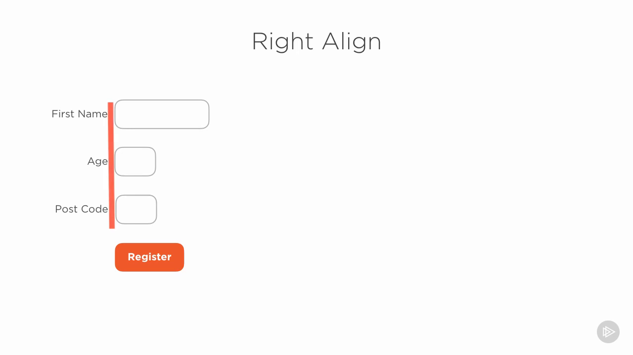Now look at an example of right-aligned labels. Labels and fields are pretty close, and they look like a couple. There's no gap. Now look at the eye movements. There's less movement here. We still have the right and down pattern, but it's not as bad as left-aligned labels.